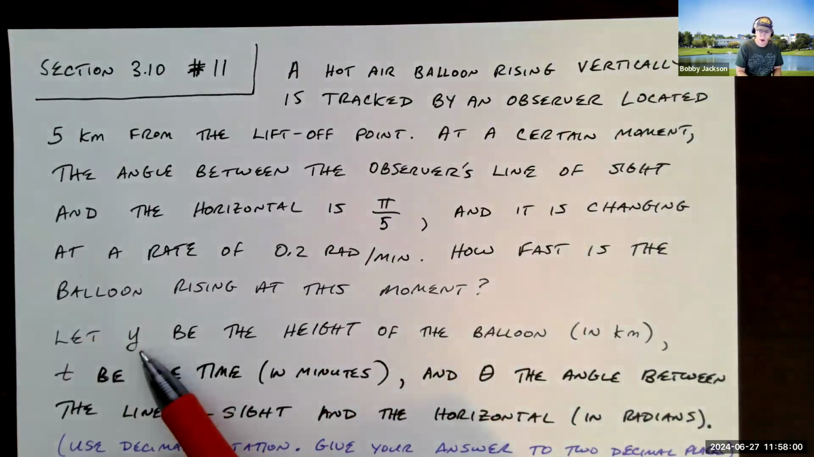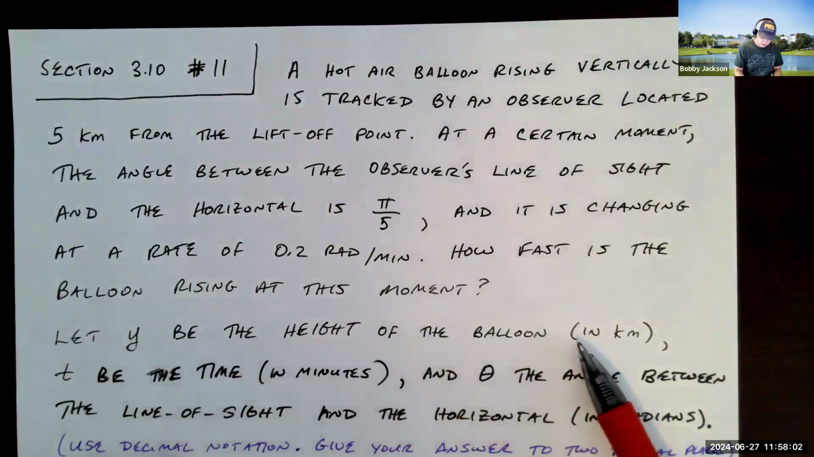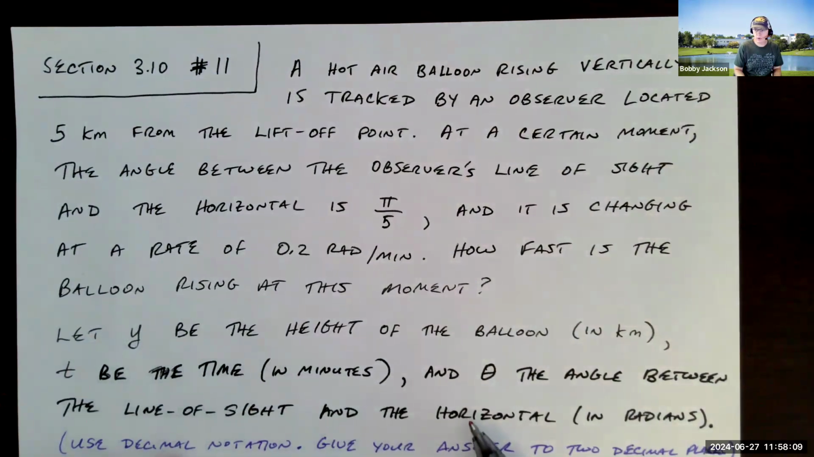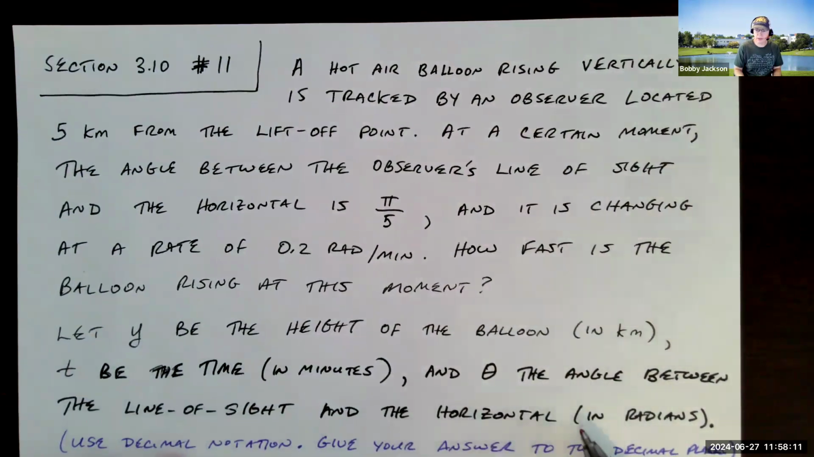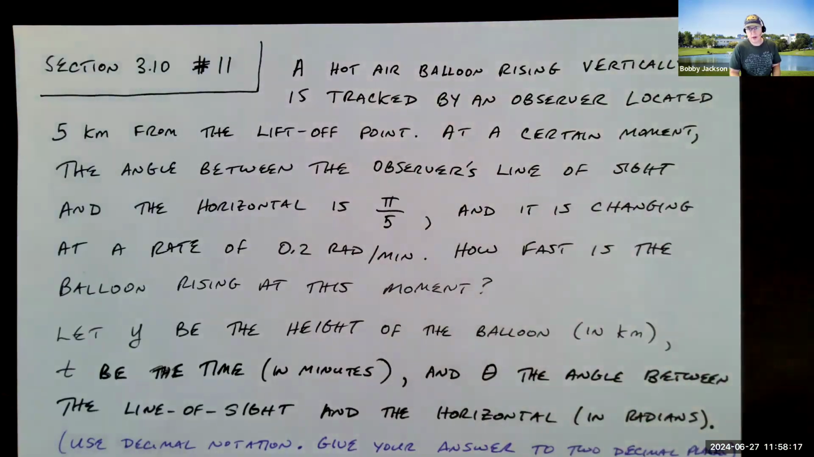We're told to let y be the height of the balloon in kilometers, t is the time in minutes, theta is the angle between the line of sight and the horizontal, of course, in radians again. And use decimal notation. Give your answer to 2 decimal places. So a lot of stuff going on here in this problem.